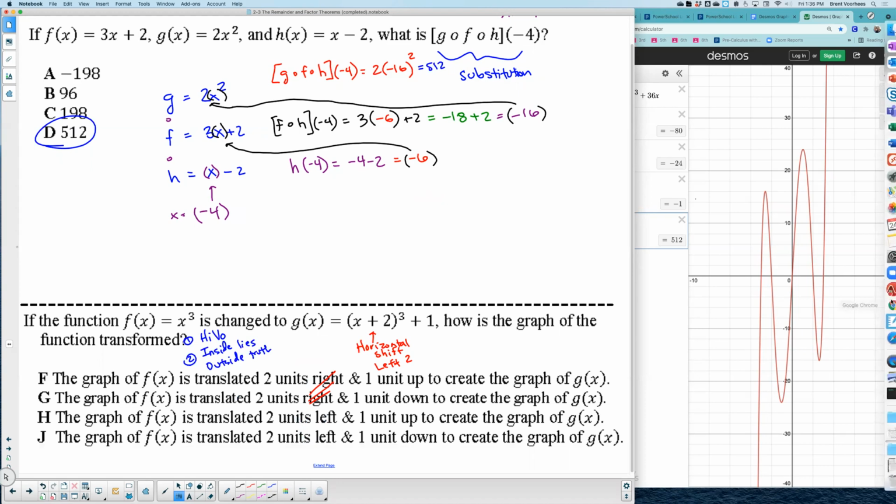And then I have over here a plus 1. Now I can see that that plus 1 is outside the parentheses. So if it's outside, it's vertical. And anytime you add or subtract a number, it's a shift or translation. And outside tells the truth. So plus 1 is up 1 on the y-axis. Which means my answer would be H here.